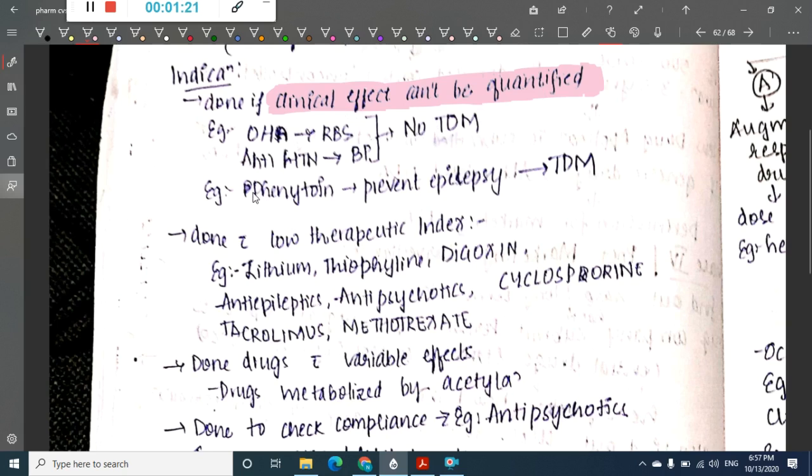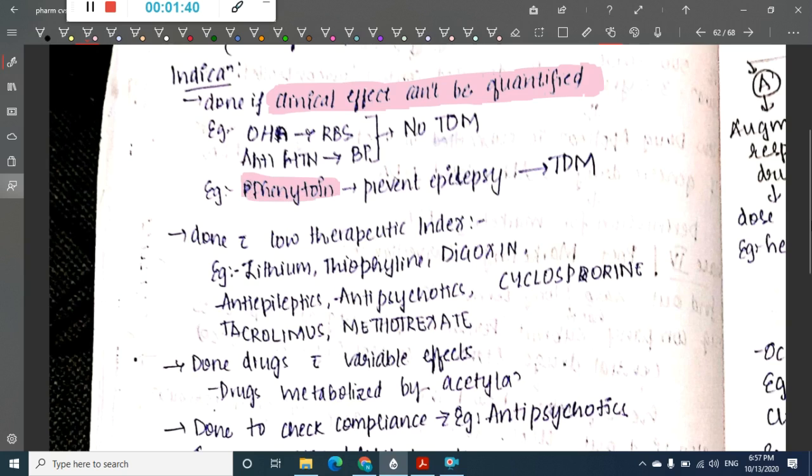But phenytoin is used to prevent epilepsy. We can't wait till the patient gets epilepsy attacks and see the monitoring, right? We can't do monitoring for a seizure attack. So for them, you should do therapeutic drug monitoring. It is done for phenytoin.